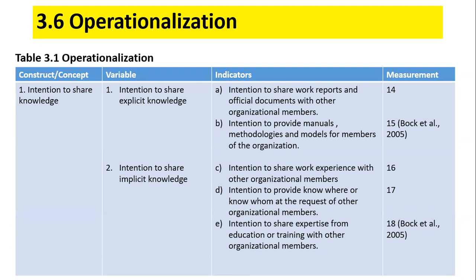It is through the literature review that you get this knowledge. Right? So the concept construct is intention to share knowledge. From that, you develop two variables. It is somewhat easy to understand: knowledge is of two types. Intention to share explicit knowledge, and intention to share implicit knowledge. So there are two types. Then you develop indicators. How do you collect information for these? So very important, you have to have indicators.